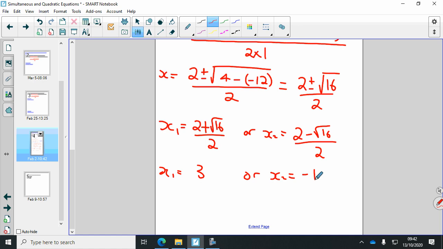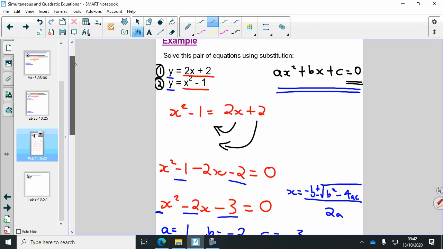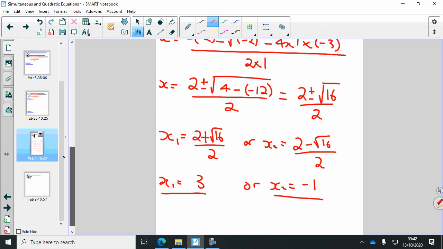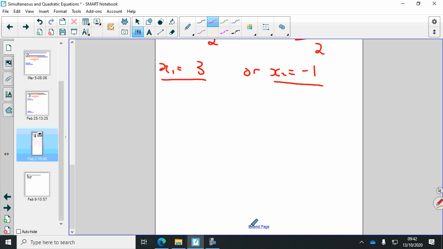Now, that's all very good. We've solved for x. We found these two answers. But if you recall, the equation also had y in. So looking back up at the top, we've got y equals 2x plus 2 and y equals x squared minus 1. So again, this is where we come back to our simultaneous equations. We know that y equals 2x plus 2 and y equals x squared minus 1.